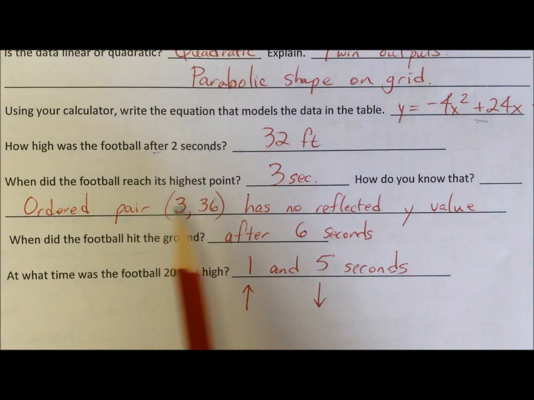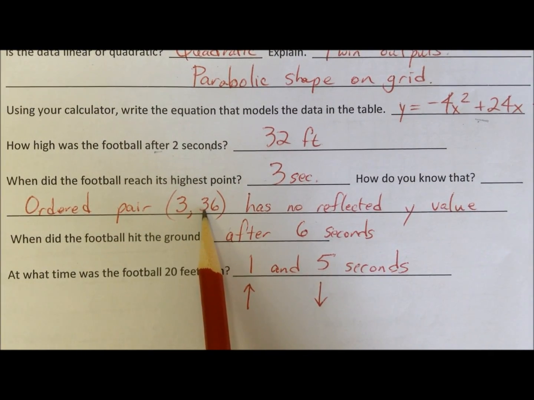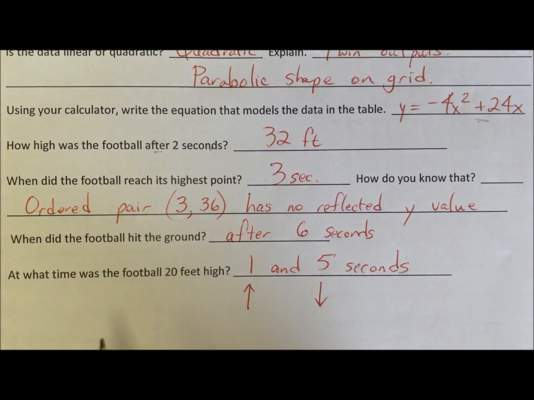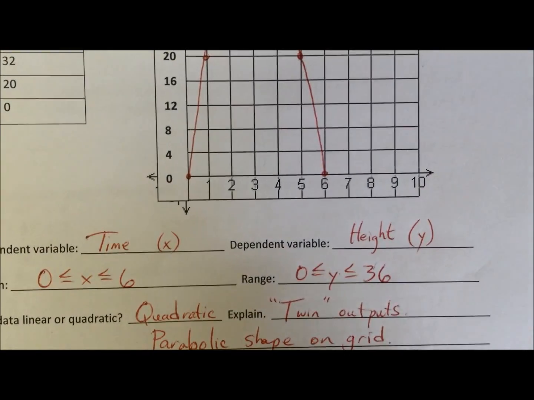How did you know that? Well, that's the vertex. This point has no reflected y values, so that means it's the highest point. When did the football hit the ground? That is your 0. You're finding your x-intercept, so it would be 6 seconds.